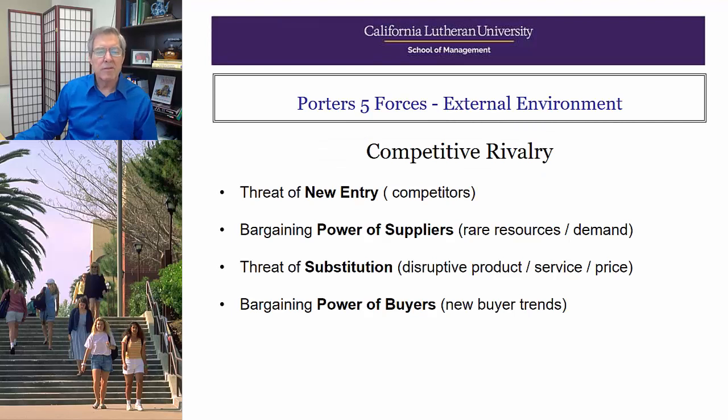So Porter's 5 forces looks at the external environment, looks at the competitive rivalry, the threat of new entrants, competitors, bargaining power of your suppliers in terms of rare resources and demand, and the threat of substitution. Is there a disruptive product, service, or price that can affect you? And finally, the bargaining power of buyers, new buyer trends, hard and soft trends.